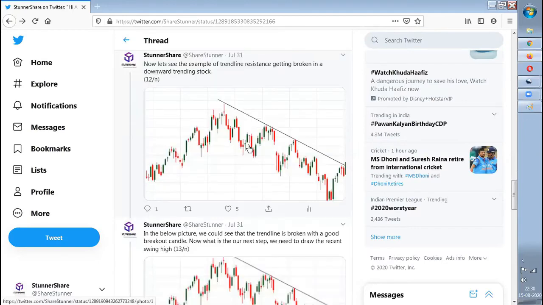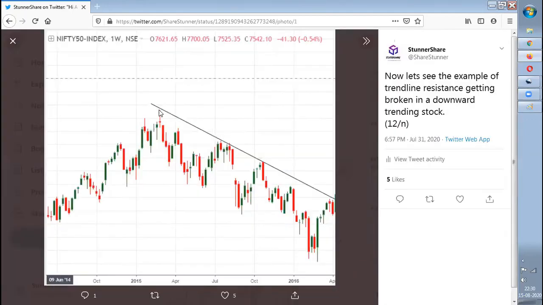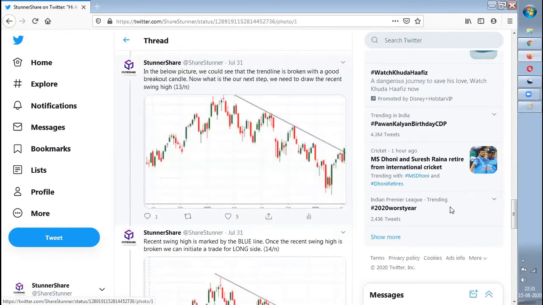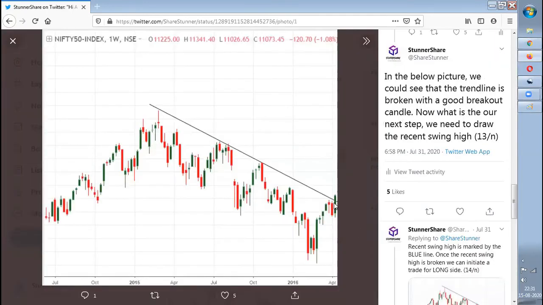And now let's see an example of trend line resistance. Now some example of a Nifty chart. What has happened is this is a resistance trend line. The stock was moving in a downtrend, and what has happened is a break has been seen, the trend line has been broken. Now what you need to do is draw a resistance line or a horizontal line at the recent swing high.